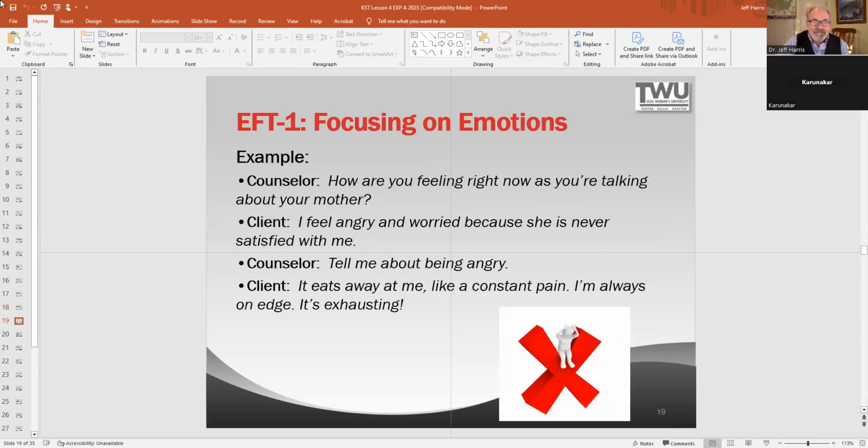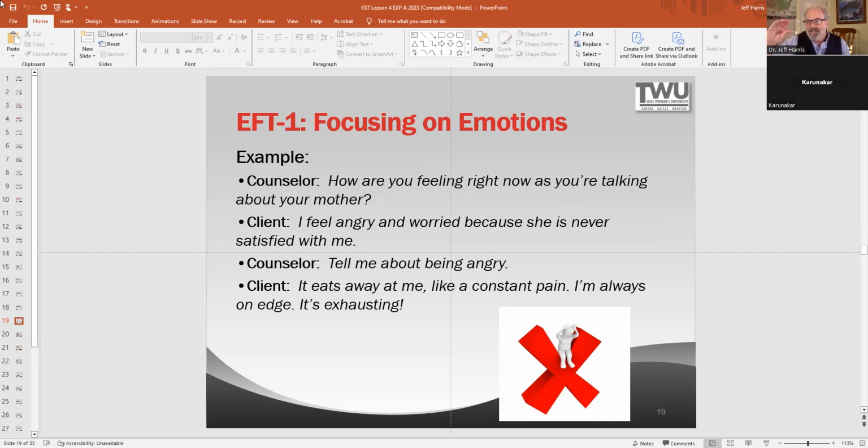So here's an example. The counselor says, how are you feeling right now as you're talking about your mother? The client says, I feel angry and worried because she is never satisfied with me. The counselor says, tell me about being angry. It eats away at me like a constant pain. I'm always on edge. It's exhausting.